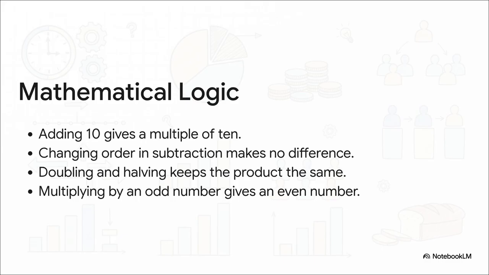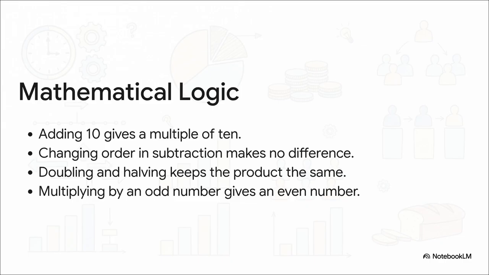Math is ultimately all about logic and rules. Check out these mathematical statements from our source text. Ask yourself, are these always true, sometimes true, or never true? For instance, changing the order in subtraction. Does it really make no difference? Well, 10 minus 5 is 5, but 5 minus 10 is negative 5, so that statement is never true.